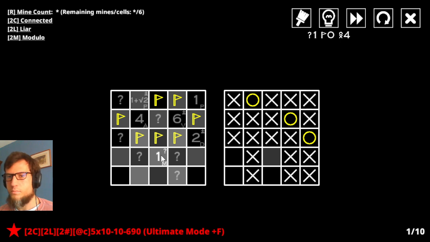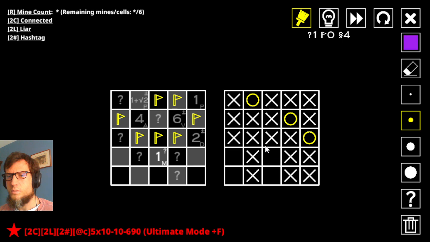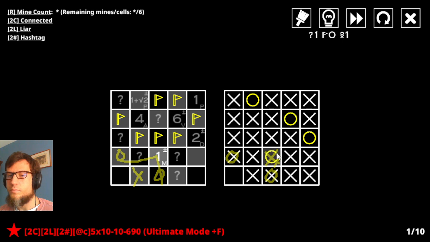Right, okay. 1c squared. Oh, what? It should be possible for this to be honest, right? If this is honest, then this is a liar, forcing this to be a mine. Ah, but that would force that to be a liar, which makes that open, and now this mine's trapped. So you have to be lying. And so do you. Okay.